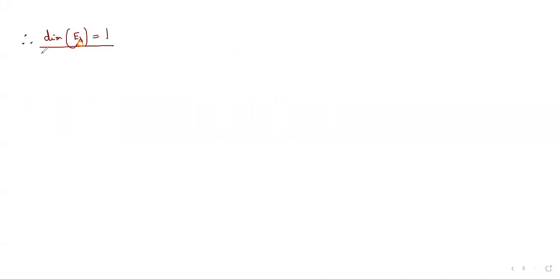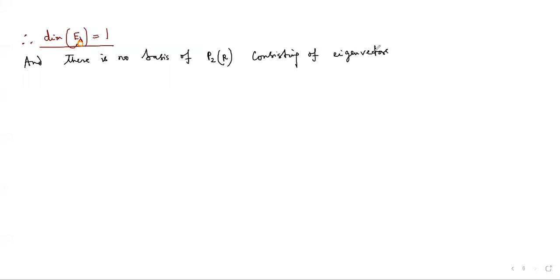And not only this, there is no basis of P2(R) consisting of eigenvectors of capital T. We have not found any basis of P2(R) with respect to capital T which contains the eigenvectors of capital T. We have not found any such basis, and therefore capital T is not diagonalizable.